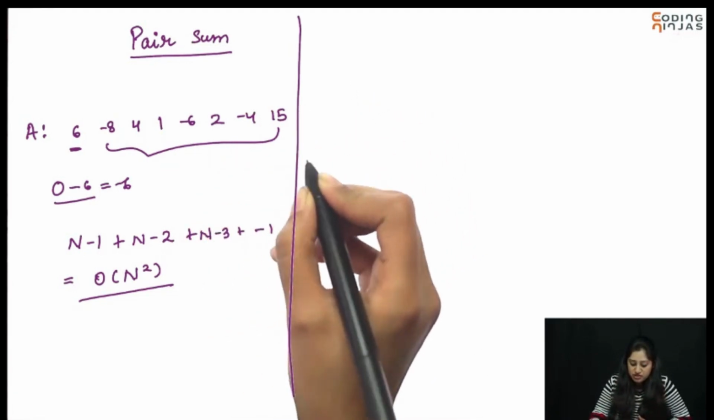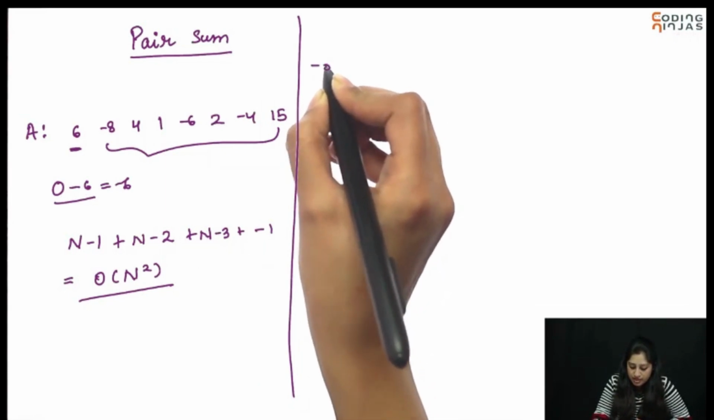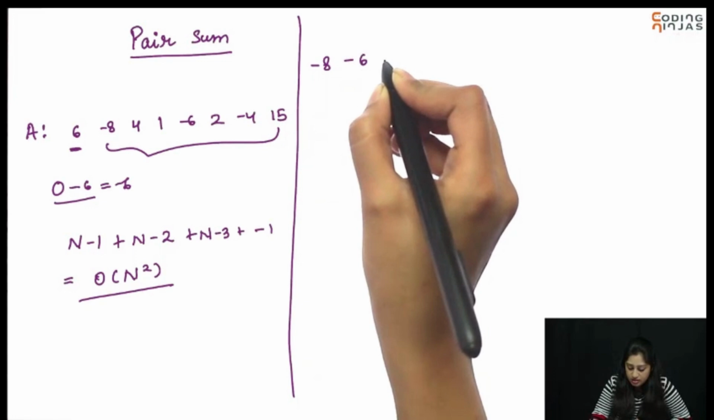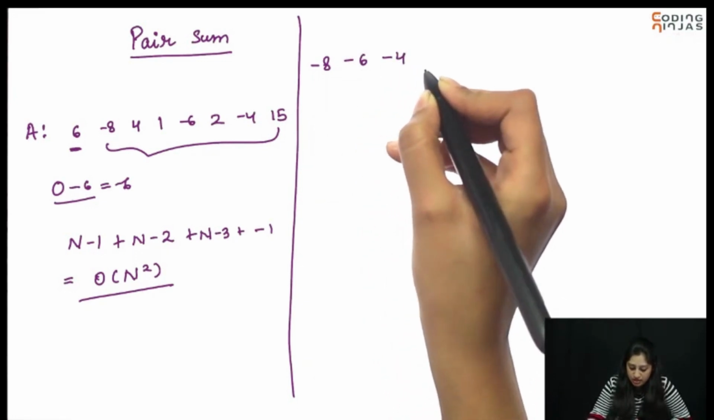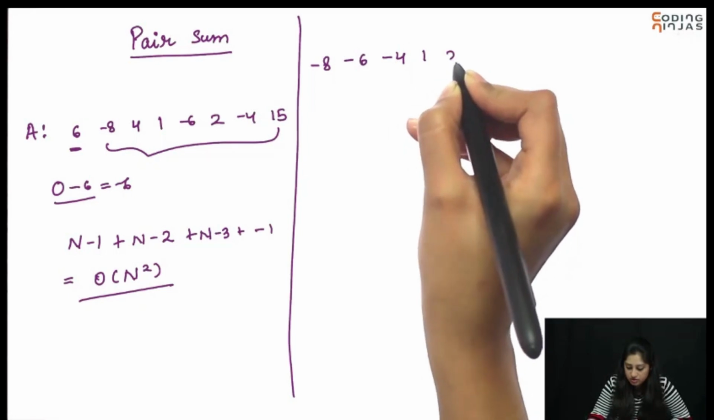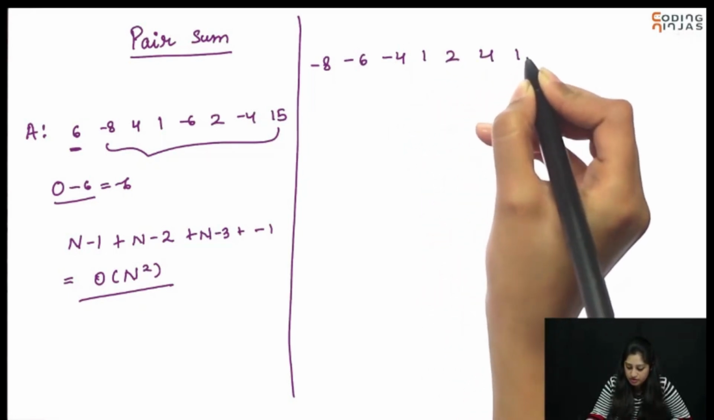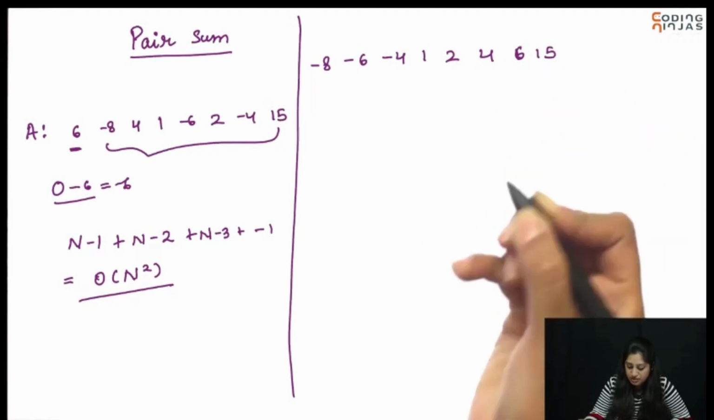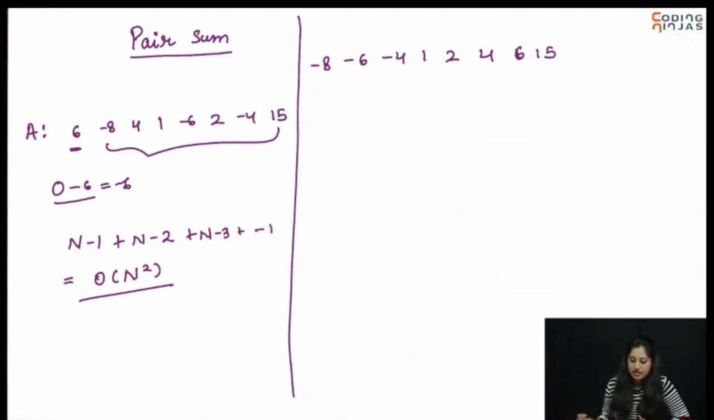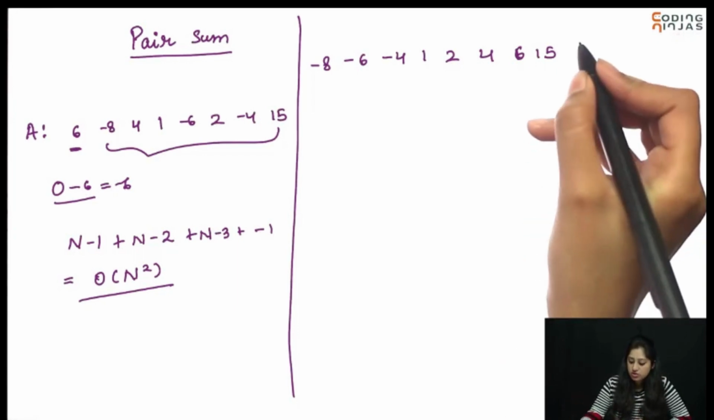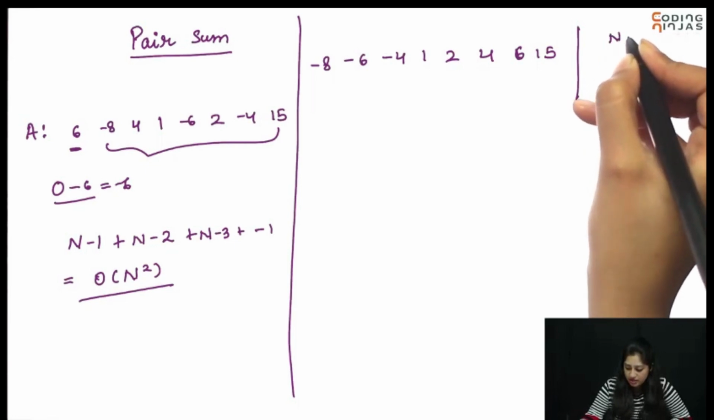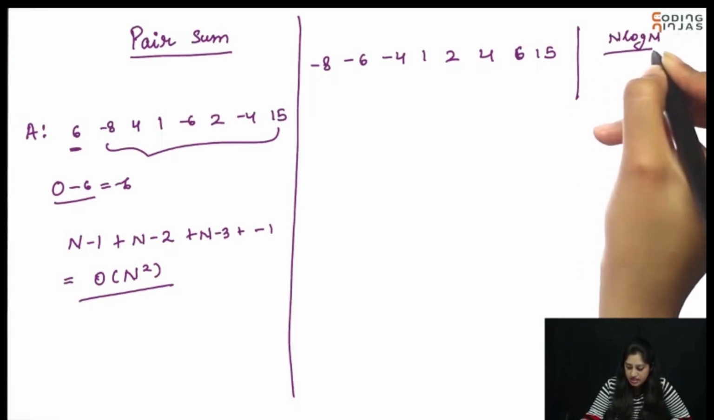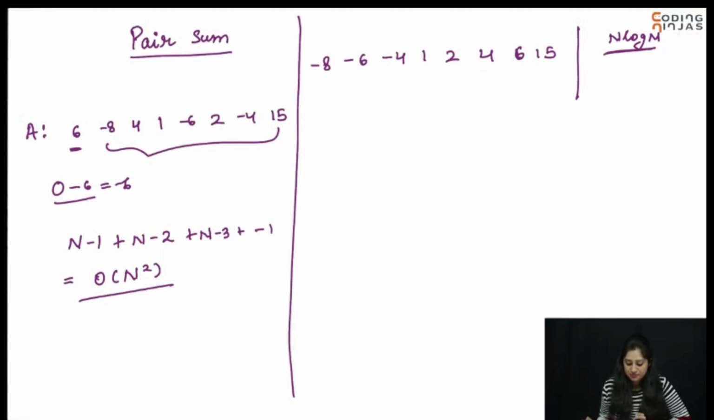Sort the array. If I sort the array, the result will be minus 8, minus 6, minus 4, and 1, 2, 4, 6, and 15. So a total of 8 elements. This is the sorted array. Now as soon as I sort the array, n log n is the time that I've already spent in sorting the array. So I've already done that. Now how should we proceed further?